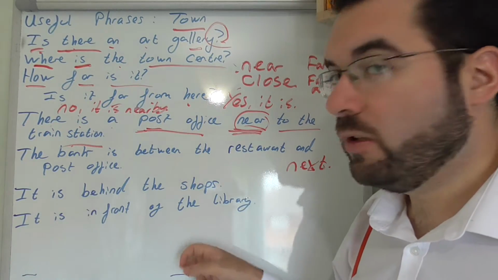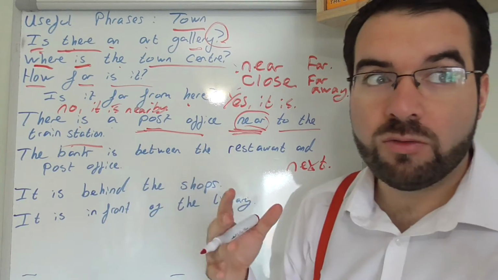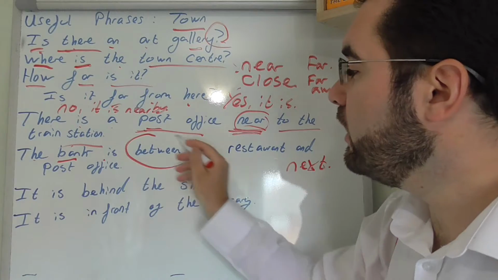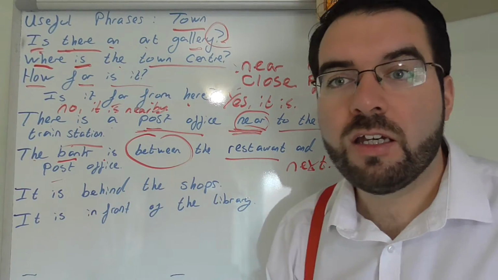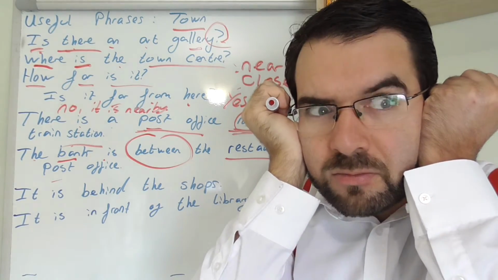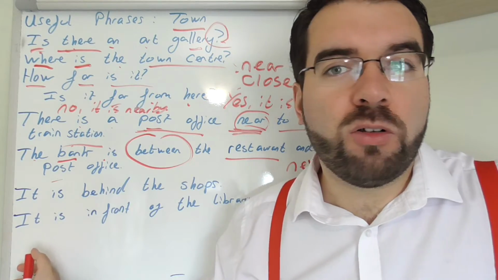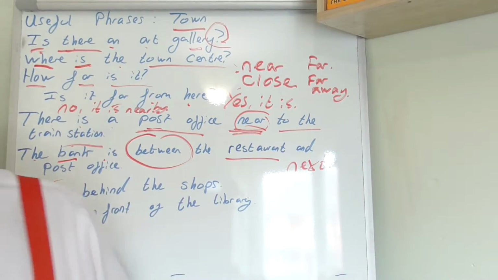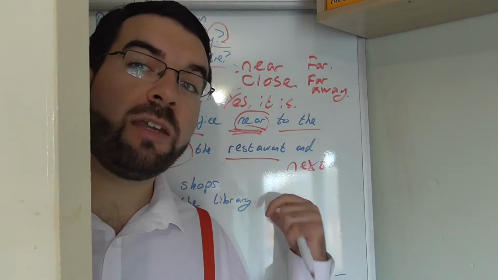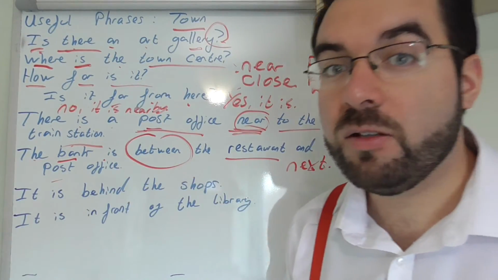I am next to the whiteboard. I am next to the wall. Next to. The bank is between the restaurant and post office. Between things. I am between my whiteboard and wall. I am between the whiteboard and door. Between.